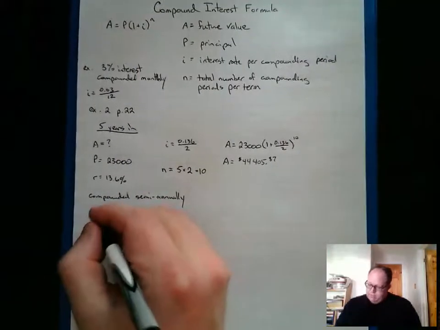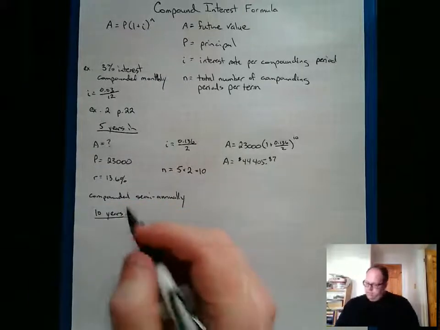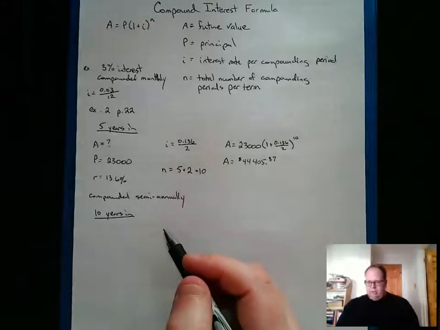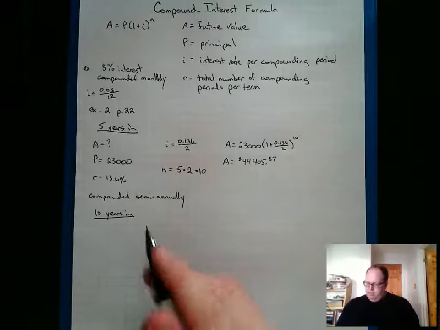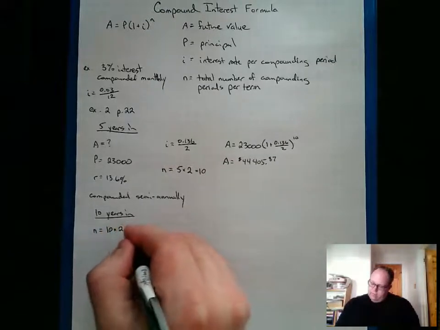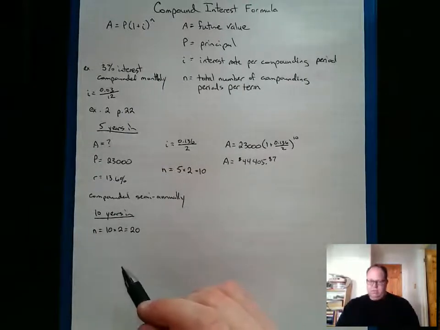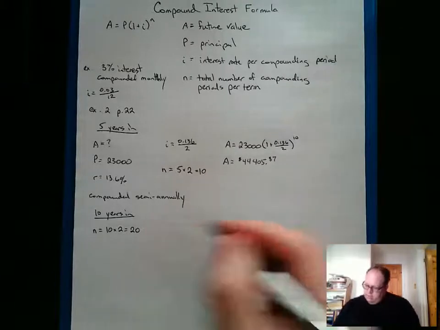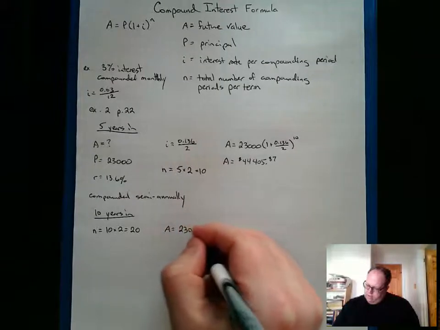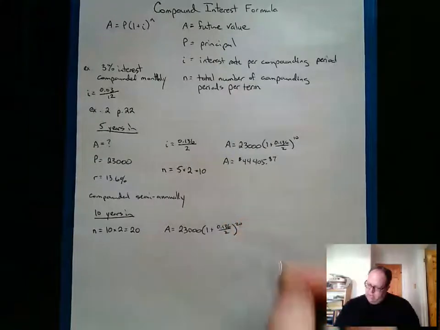Now for 10 years in, my P and my r stay the same. And my i value will stay the same as well. The only thing that's going to change is my number of terms. My n now is going to be 10 times 2, or 20. I go through 20 semi-annual periods in those 10 years. So my compound interest formula will look very similar to above. The only difference being now that exponent is going to be 20 instead of 10.